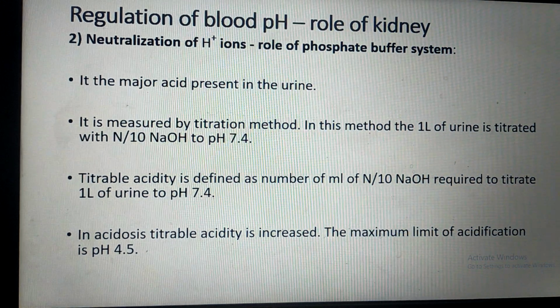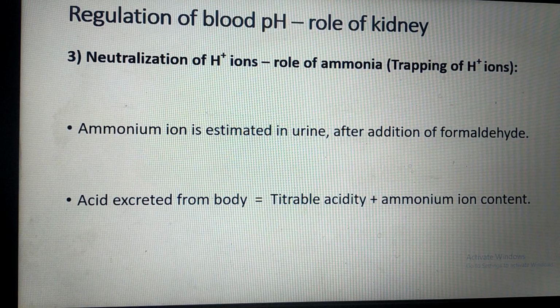And if you want to measure how much ammonium ions are present in the urine, or how much H plus ions are neutralized by the ammonia, then you have to add formaldehyde. So total acids excreted from the body through urine is equal to titrable acidity plus ammonium ion content, and this ammonium ion content is measured with the help of formaldehyde.